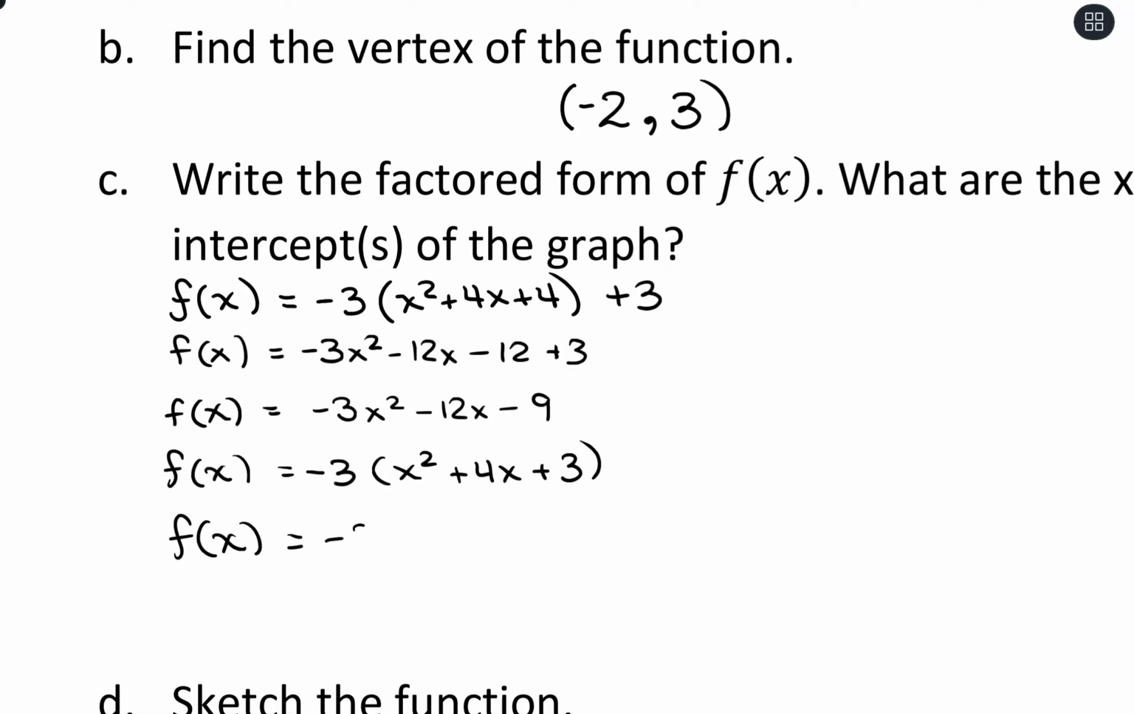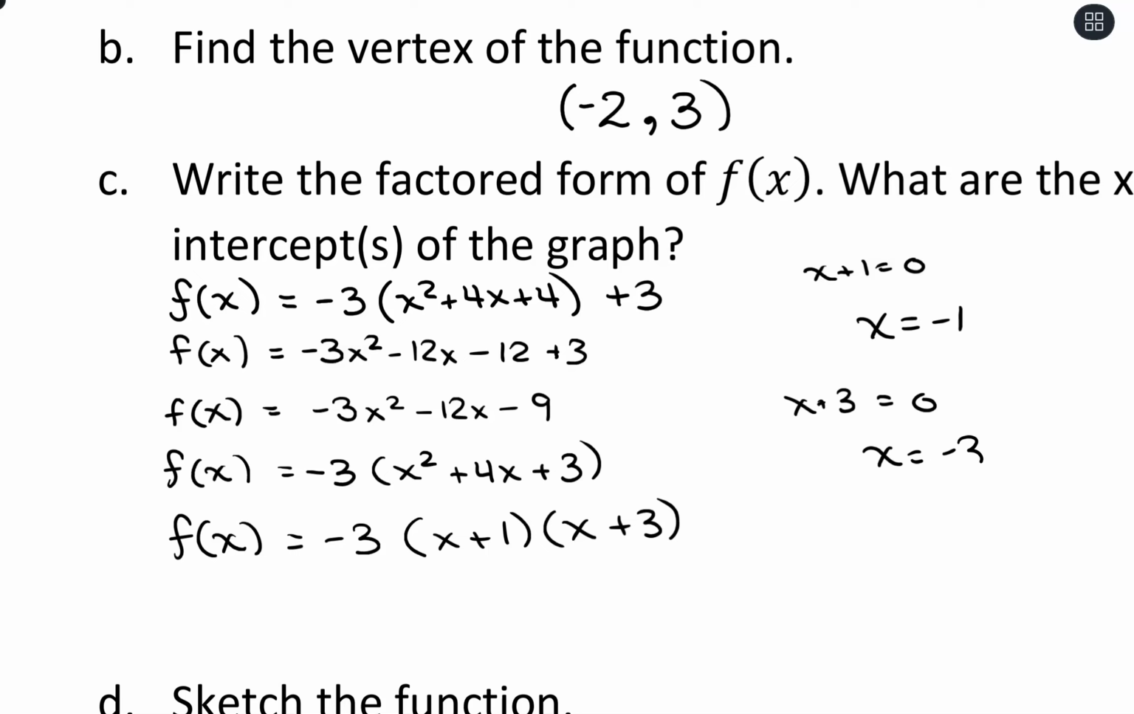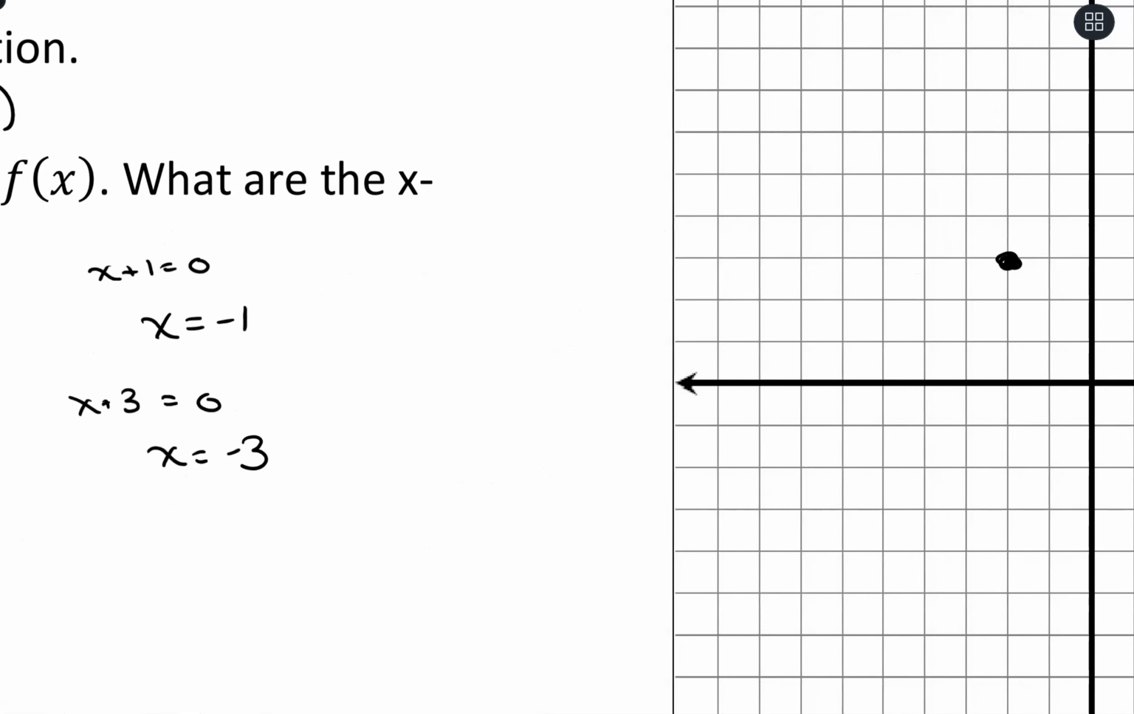Factor with the (x plus 1)(x plus 3). And then what we would have is x plus 1 equals 0, which would give us x equals -1. x plus 3 is equal to 0, so x is equal to -3. So we get our two zeros, one at -1, one at -3.